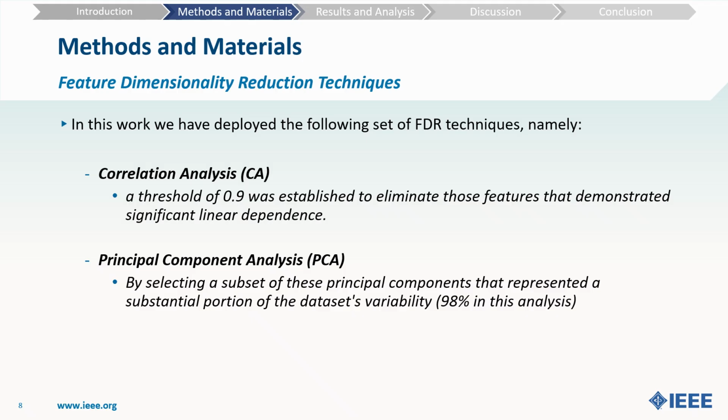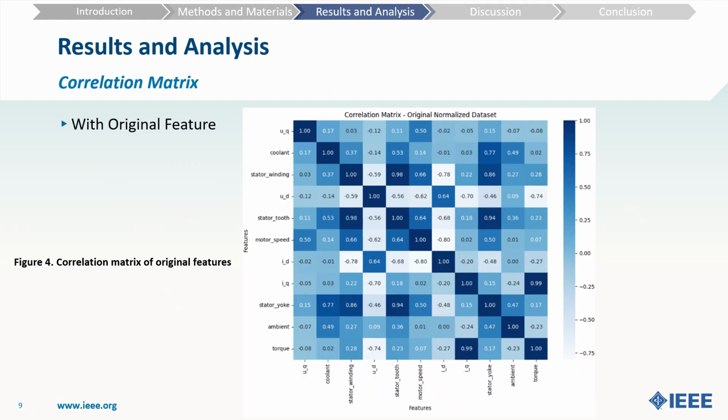Here is the definition of each feature dimensionality reduction technique, which are correlation analysis and PCA, which is principal component analysis. The correlation matrix derived from the original normalized dataset shown in the figure indicates the presence of several features that are strongly correlated, which may suggest redundancy within the dataset.